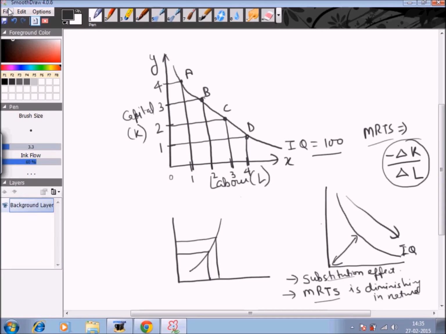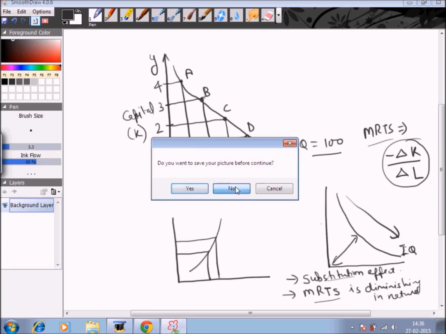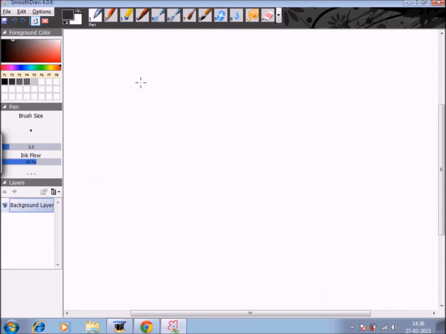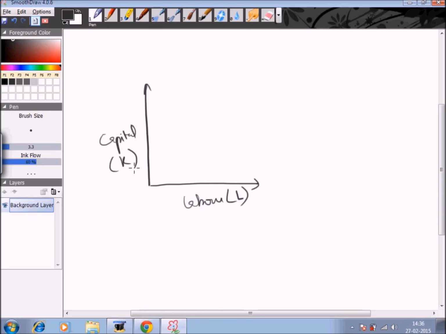The next property is that isoquants are non-intersecting and non-tangential. Let's see how. Suppose this is an isoquant curve, where at any point on the curve we get the same quantity produced, that is 100. Suppose I have to draw another isoquant curve, it will never be a tangent to the earlier curve.